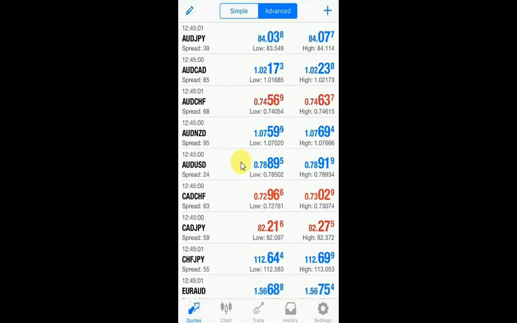So how do you add your LMFX server, and how do you input your details? So we have the advanced view. This tells you, like I said, there's a spread. The spread is what the broker earns for every trade you make, whether you lose or you win. The spread is the pip that is charged by the broker.